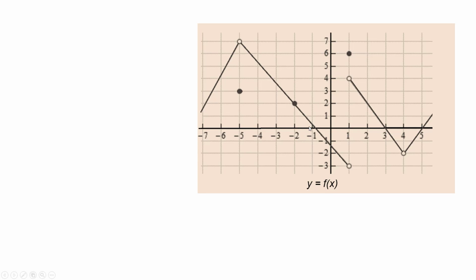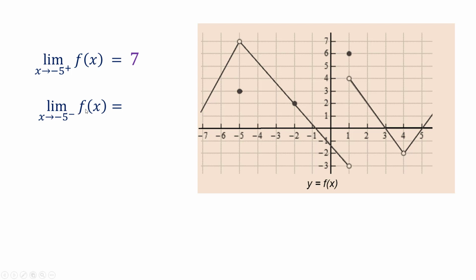The graph of a function is given, and we are asked to find the limit of this function as x approaches -5 from the right. If we get closer and closer to -5 from the right, on the graph of the function, we can see that the corresponding y values of the function get closer and closer to 7. So the right limit at -5 is equal to 7.